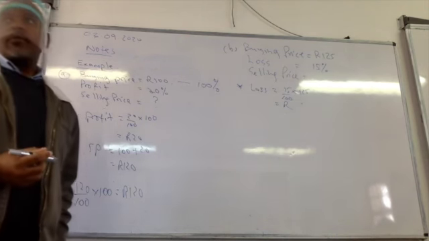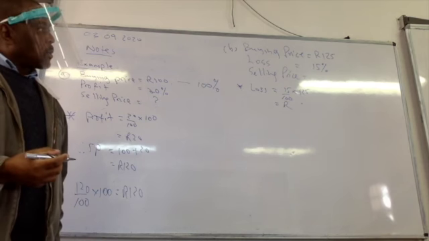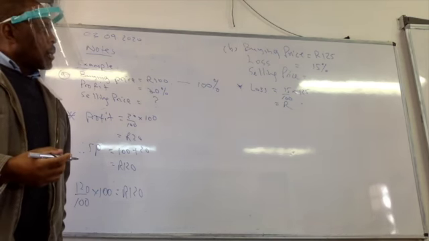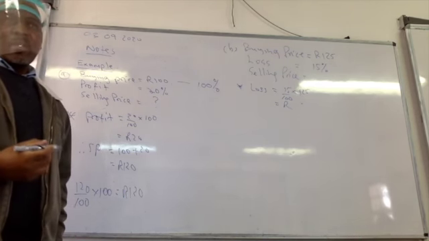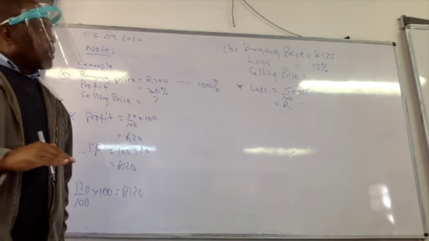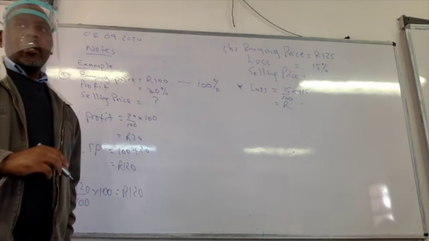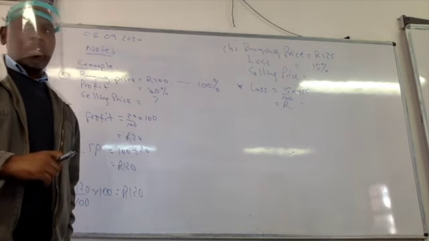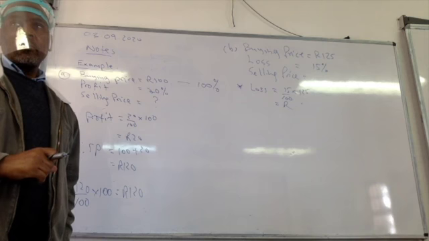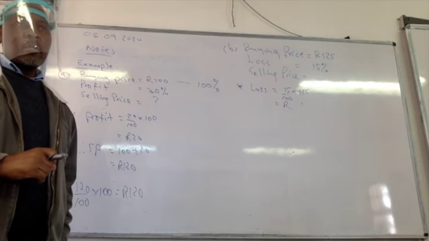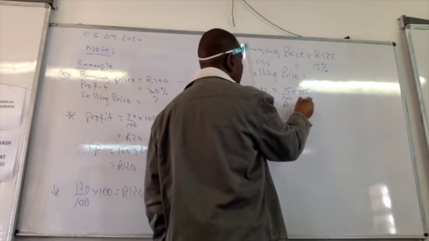Selling 106 and 25 cents. No, guys, I'm asking for the loss. 3 rand 75? 15% of 125? No, there's no way. Just put this thing in your calculator. It's 18 and 75 cents. How much? 18 rand 75 cents. Do you all agree? Yes, sir. Good, 18 rand and 75 cents.